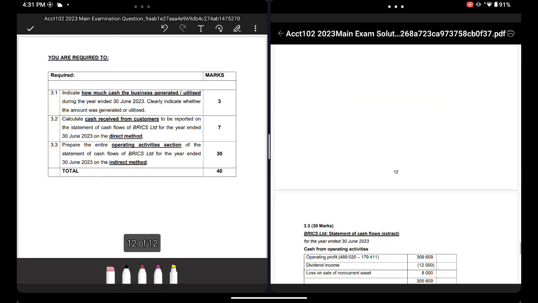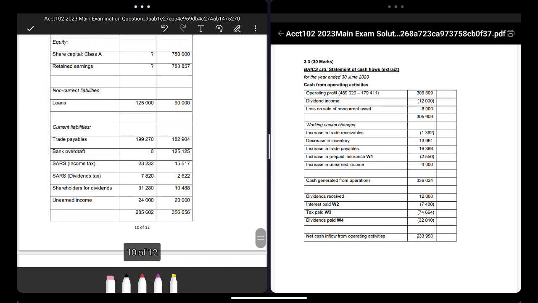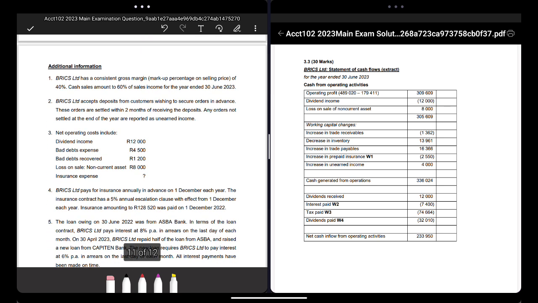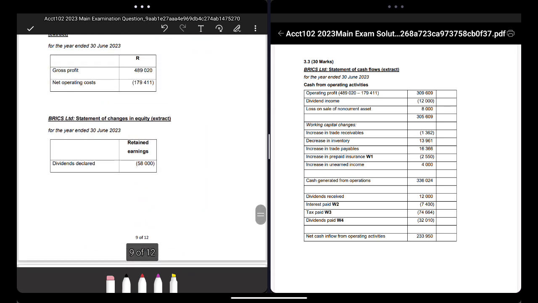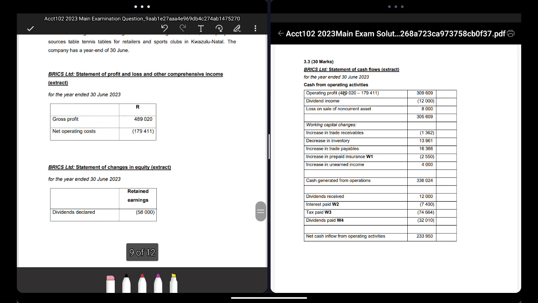Now 3.3, let's go. Okay, so 3.3, 30 marks. This can be a little bit complicated, but it's not that complicated if you think about it logically. You always start with the net profit before tax. Now they say operating profit. Operating profit is net profit before tax. Operating profit basically means your gross profit minus operating expenses. That will give you net profit before tax. So the way you got operating profit is your gross profit minus operating expenses, also known as net profit before tax. But because it did it this way, you can just put operating profit. So you take this minus this, and obviously you get your operating profit.